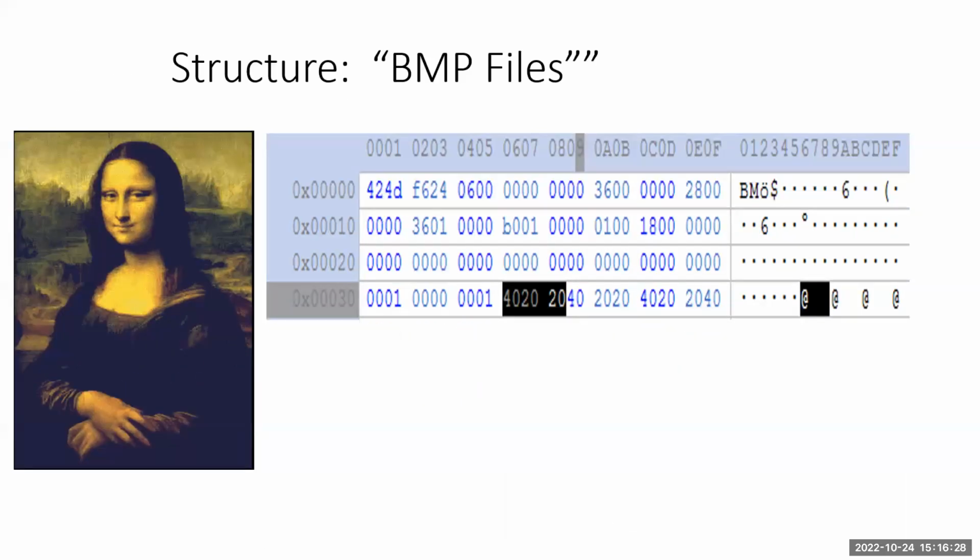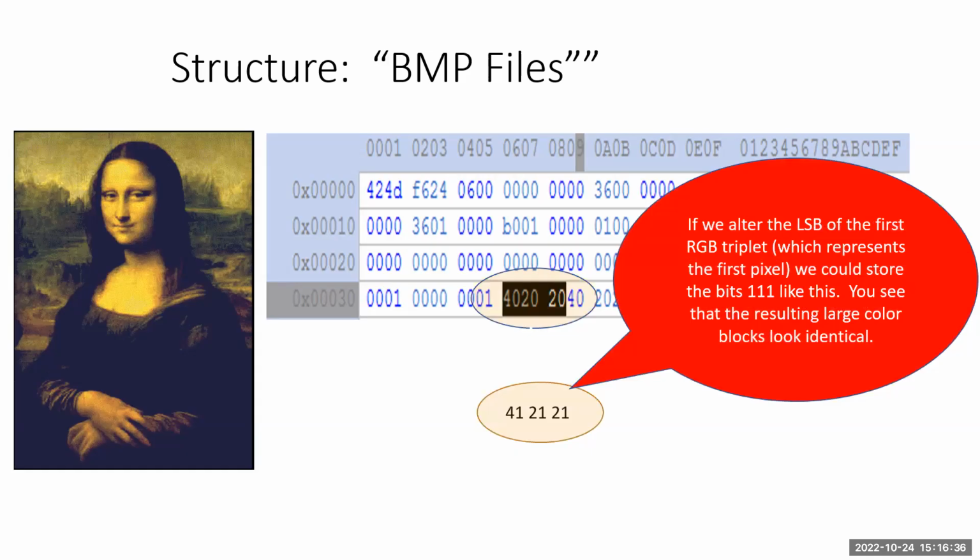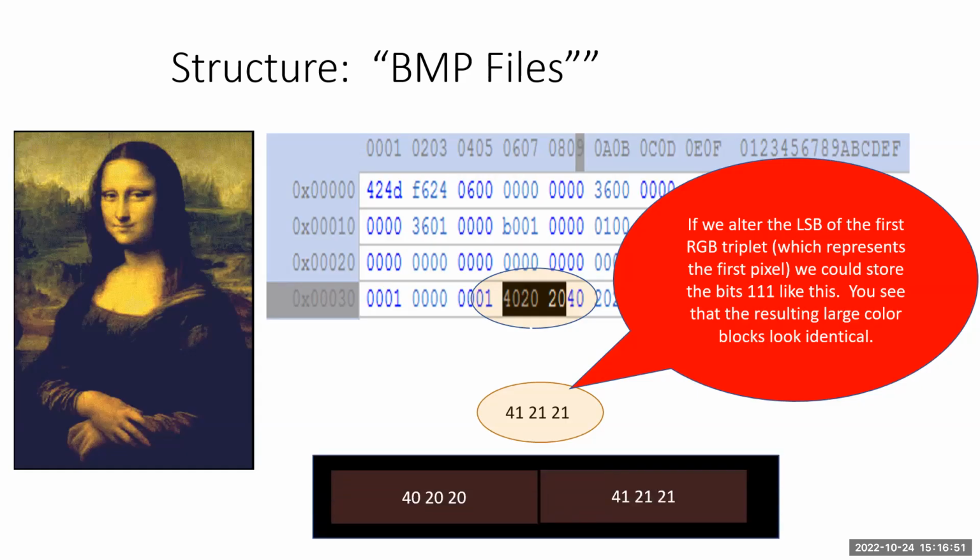So if we were to take this 402020 and then change it utilizing the least significant bit, changing it to 412121, well, that again would not be enough for the human eye to be able to tell the difference. And to really put it in perspective, it would be this. So the one on the left, the bottom image there, is the one untouched. The one on the right is the one where we have altered the least significant bit. And from a human eye perspective, not able to tell that difference.